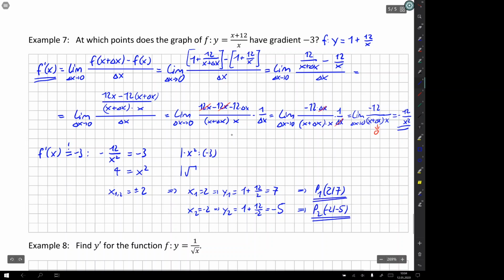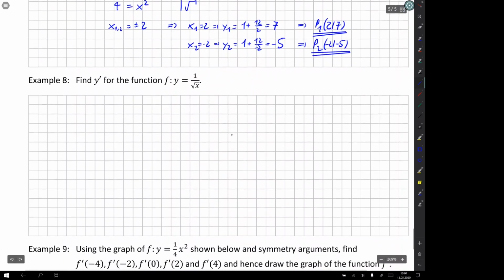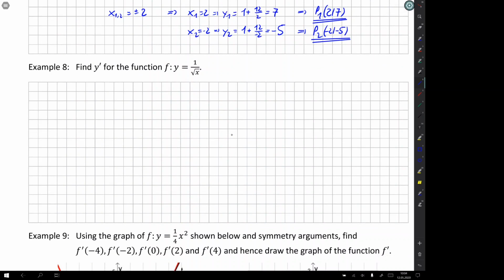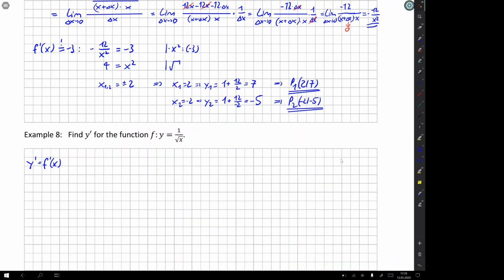We didn't know before how many points we would get. We found out there are 2. Now try example 8 on your own, even though it's a little difficult. And stop the film, and here comes the solution.